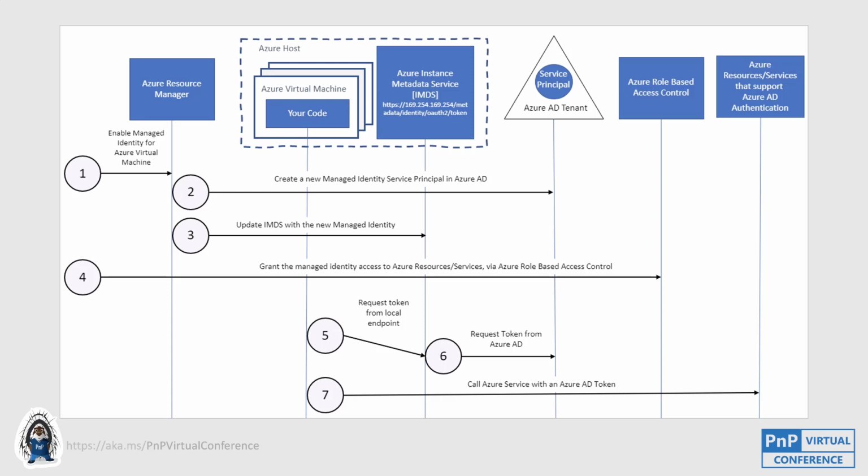And the local endpoint is a local address within Azure where we can ask for a token for a particular resource. So this may be Key Vault in this example. So we request the token from the Azure Instance Metadata Service, which then requests that token from Azure AD and passes that back to our code. We can then use that token to call the Azure service with a valid Azure AD token.